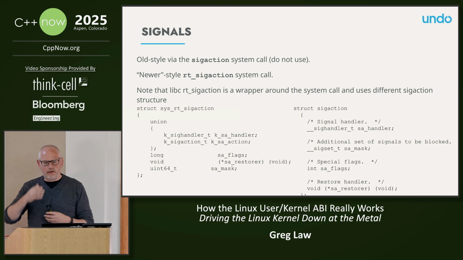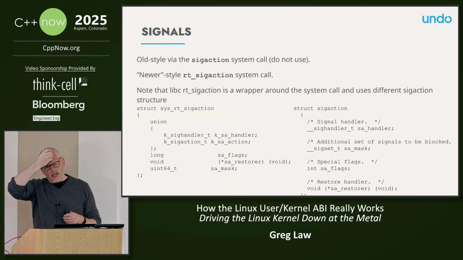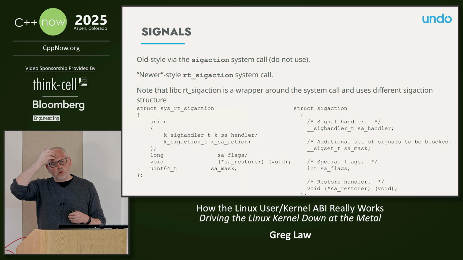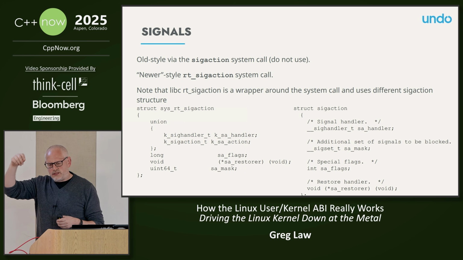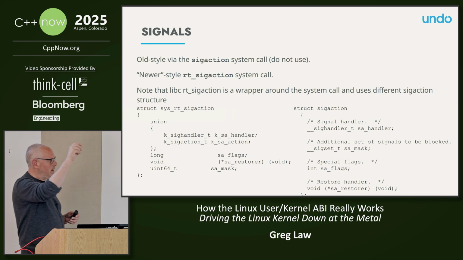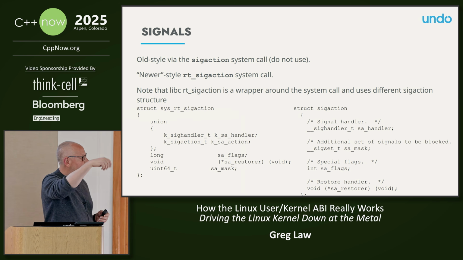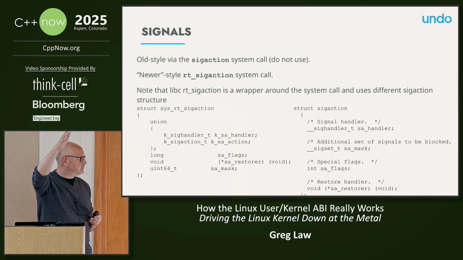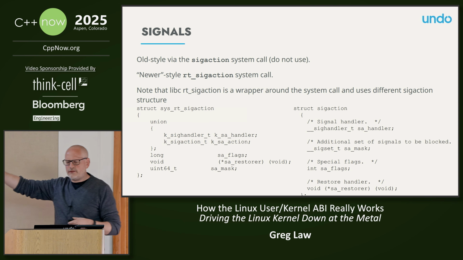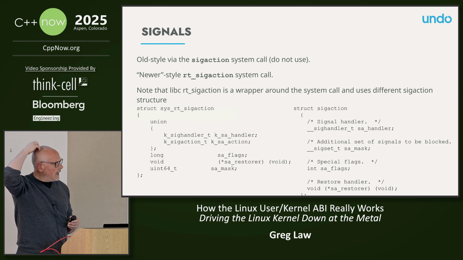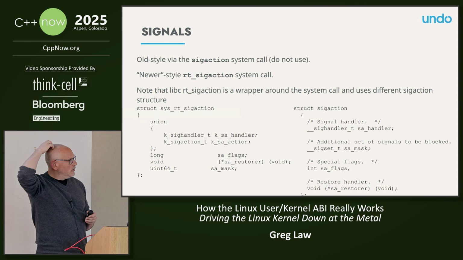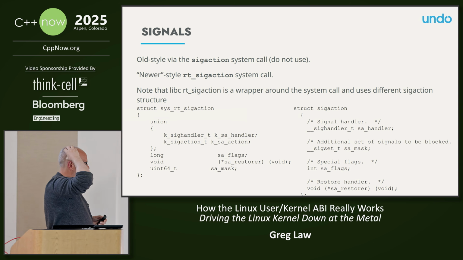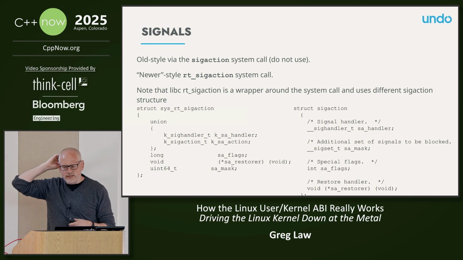Yeah, so we spoke about this a bit, probably enough. All of the modern signal syscalls have the prefix RT: rt_sigaction, rt_sigreturn, rt_sigsuspend, sigaltstack, all that stuff. You should just always use those. The old ones are just there for backwards compatibility purposes.